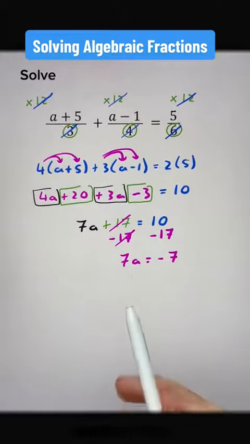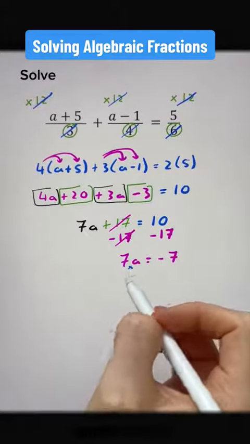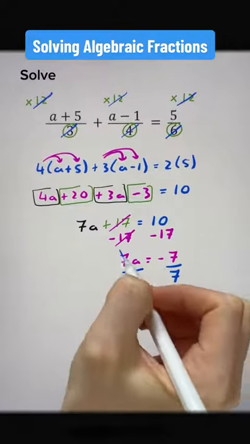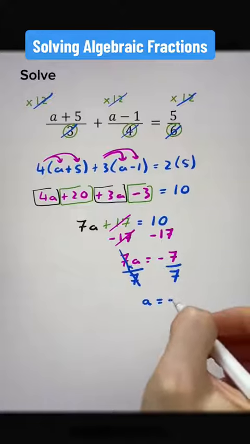7a in algebra means 7 multiplied by a. As I want to find the numerical value for the letter a, the opposite of times by 7 is to divide both sides of my equation by 7. 7 over 7 will cancel to leave us with just a, and negative 7 divided by 7 will give us negative 1.